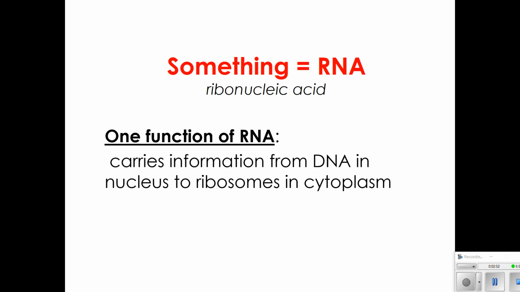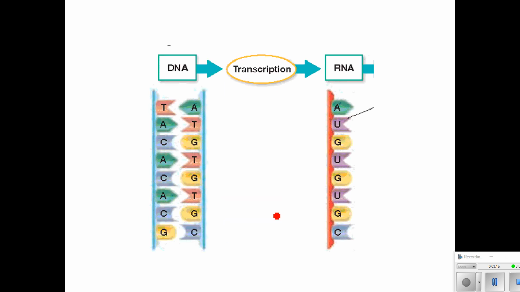One of the functions of RNA is to carry information from DNA to the cytoplasm so that the ribosomes in the cytoplasm can read it and make proteins. Okay, so we're carrying information from DNA to ribosomes, which is really important. That process of carrying DNA information and turning it into RNA is called transcription. That's what I'm going to try and talk to you about today.